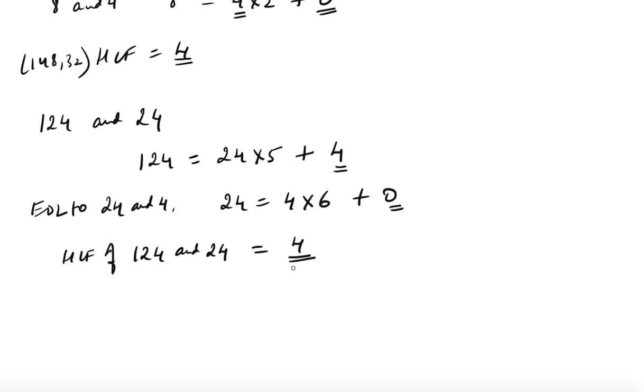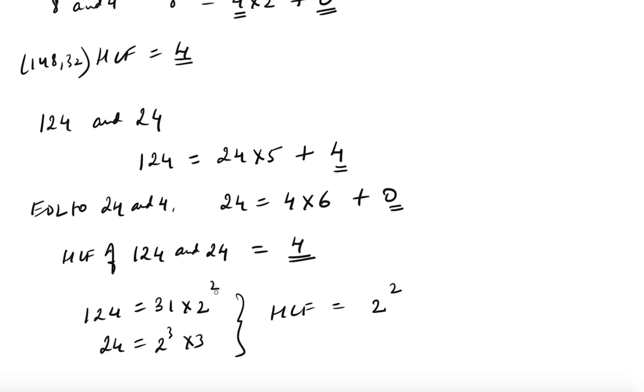You can check whether this is correct or not by the simple prime factorization method. 124 is 31 into 2 squared and 24 is 2 cubed into 3. So how do we find the HCF using this? HCF is equal to 2 squared, the least power of the common factors available, which is equal to 4. Hence the method works.